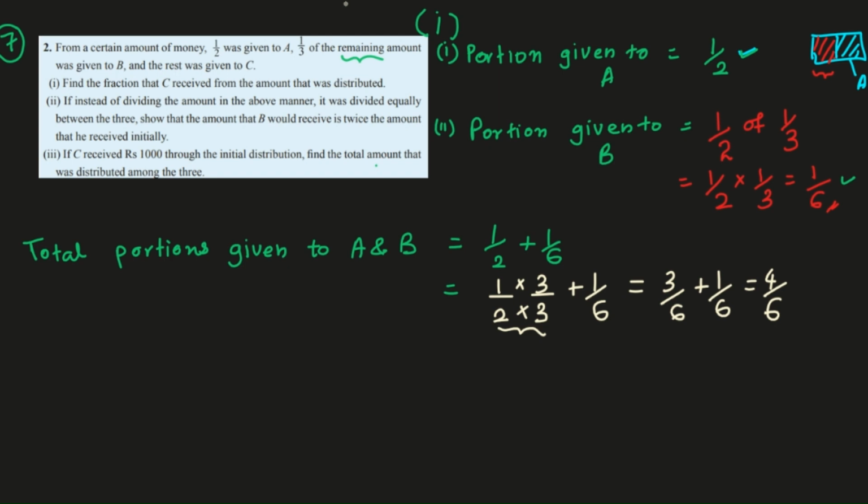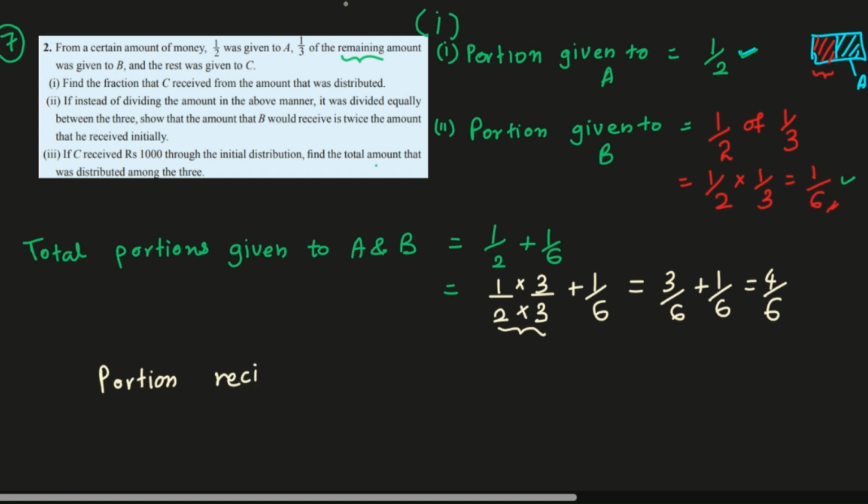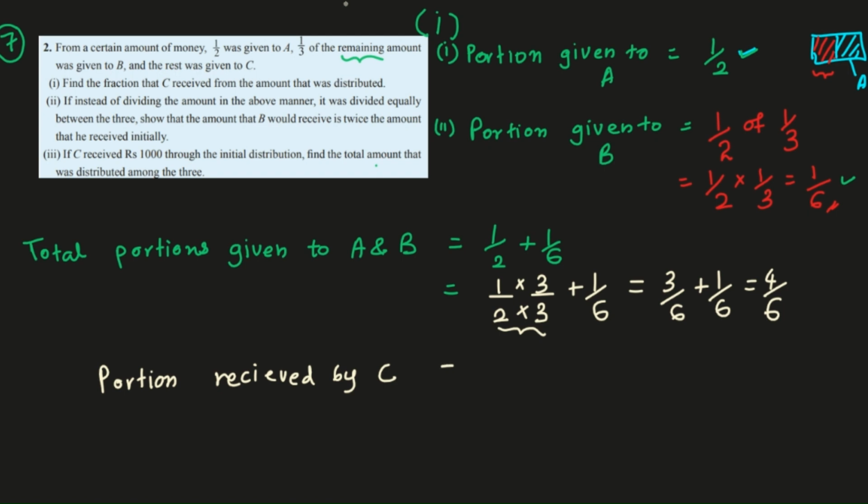Okay, now only we are coming to the first question's answer. Find the fraction that C received from the amount that was distributed. So it will be portion received by C equals to, the total land is what? You can simply write it as 1 minus 4 upon 6.